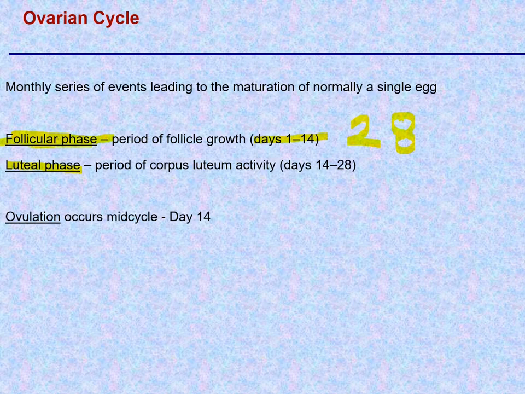And then the secondary oocyte is released, and the granulosa cells that form the wall of the follicle, the empty follicle, become the corpus luteum. And that's the luteal phase. Corpus luteum, so luteal phase, that's where the name comes from. That's the second 14-day period, from day 14 to 28. So ovulation occurs exactly mid-cycle at day 14.